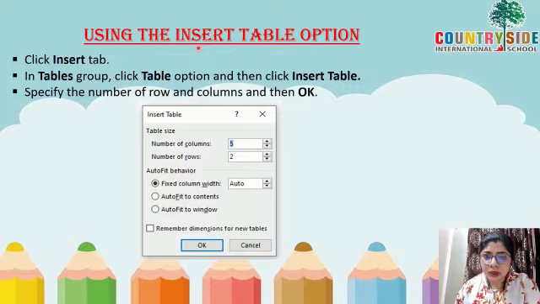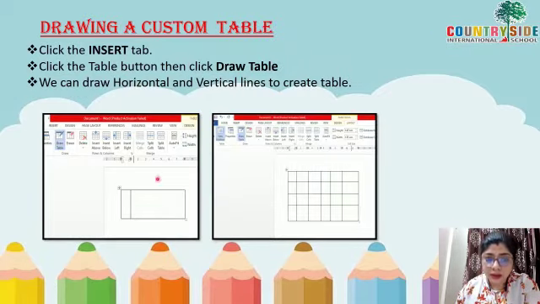The other way to insert a table is to move on to the Insert menu, click on that. Then in the Tables group, you can choose the number of columns and number of rows. You can increase or decrease the numbers from here and then click on OK and the table will be created on your screen. The third option is to draw a customized table.